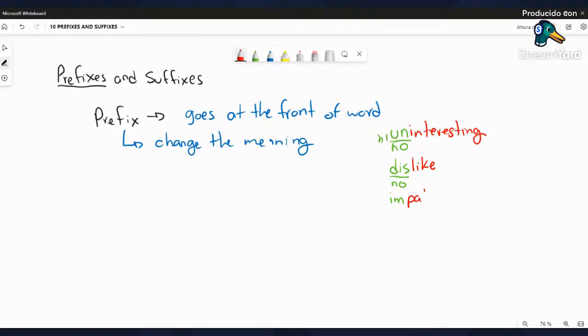Impatient, for example. Yes, so the person is not patient. You see? So when I add the prefix "im," I'm changing the meaning of the word. Yes, change the meaning. Let me specify it here.